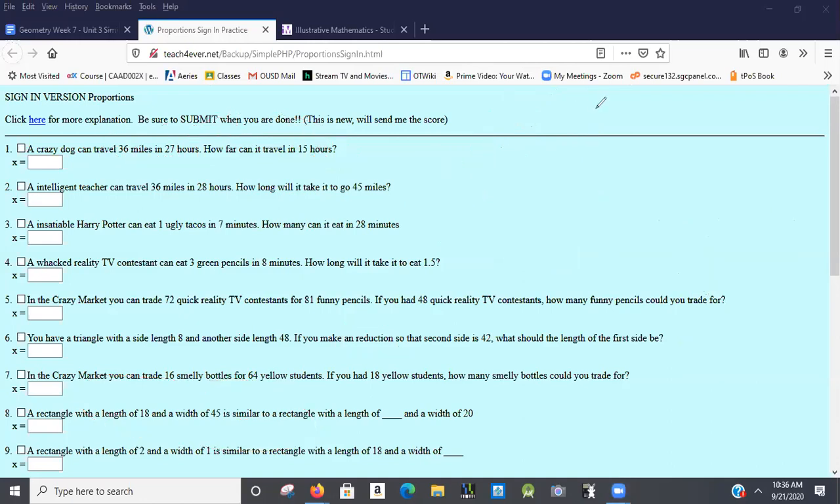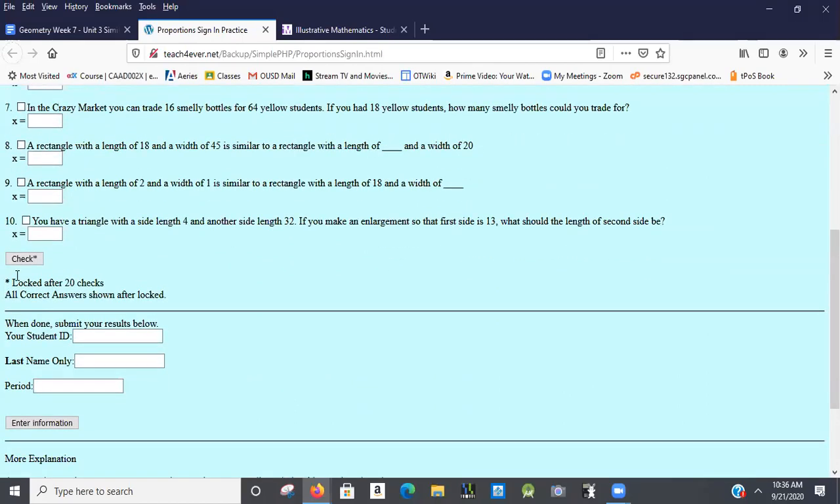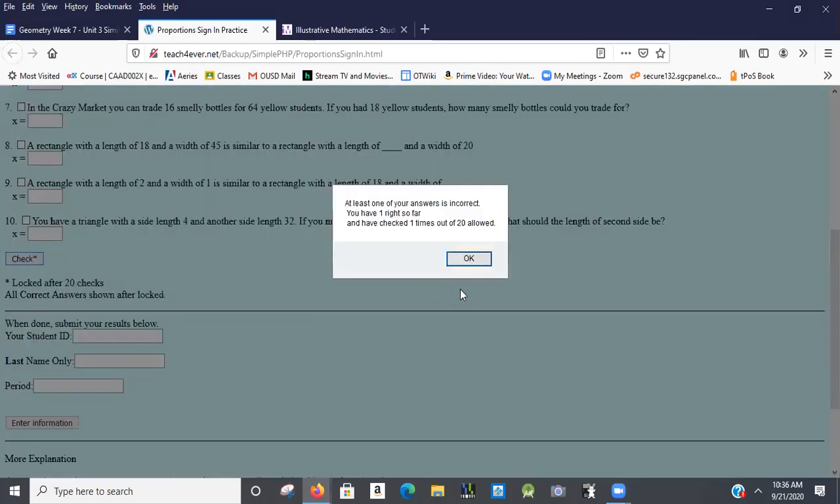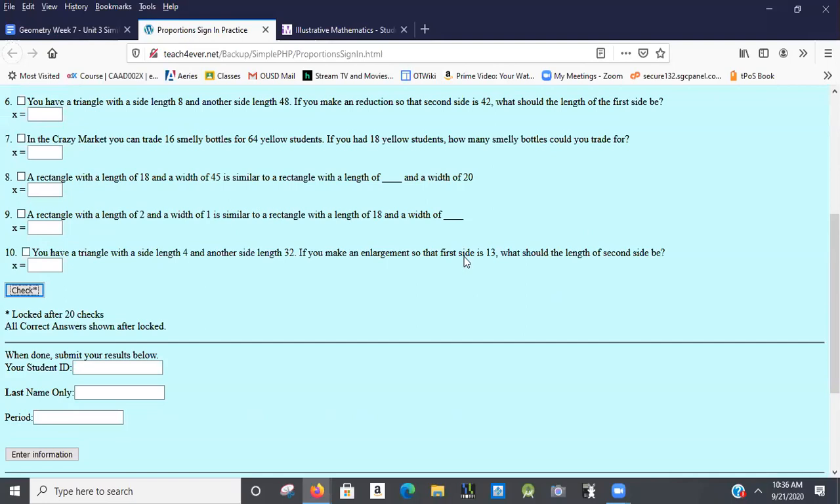All right. So I'm going to clear all this, and let's just check to see if this is right. So I'm going to hit 20. And I'm going to check. I got one right. So I got the check up there.